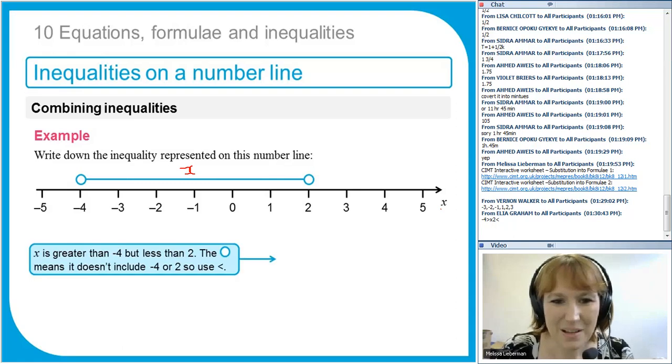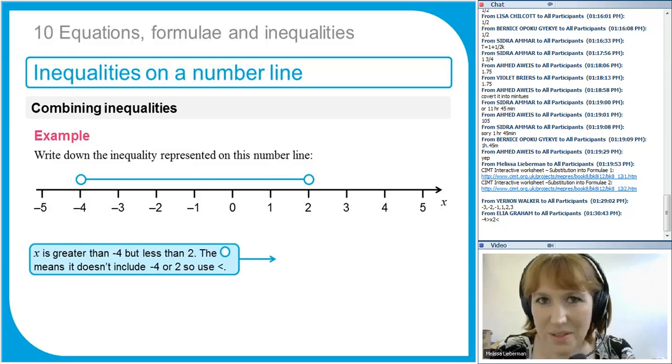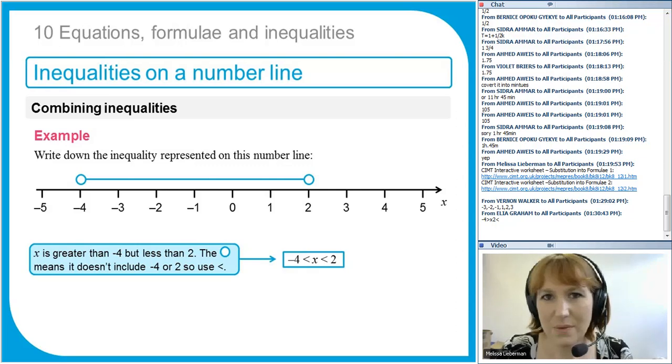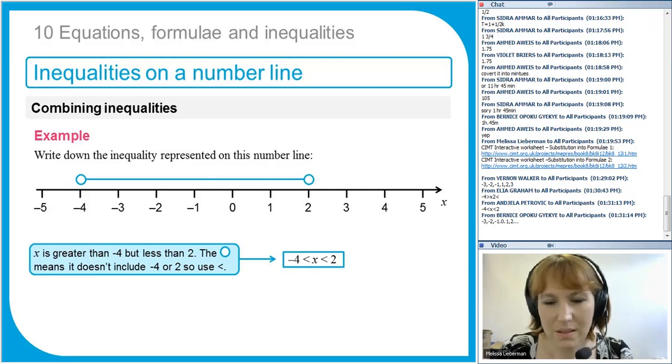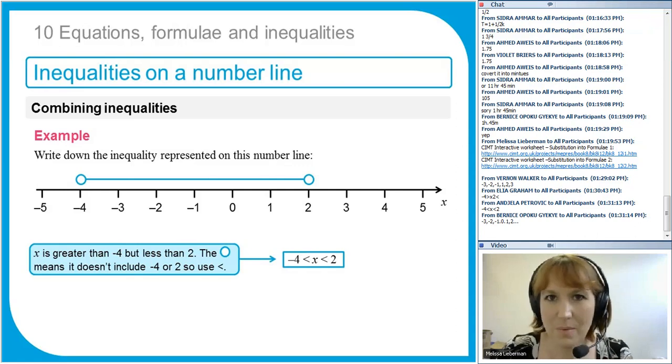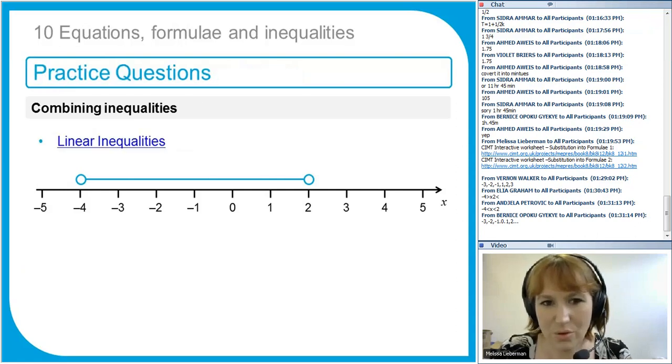So yes, the open circle means it doesn't include those values, so we're just using greater than. So we've got -4, and then the -4 is less than x, which is less than 2. Perfect. Angela, you got it. Bernice, and that's the solutions. Good, good, good. Okay, happy with that? Hopefully that's not too tricky.